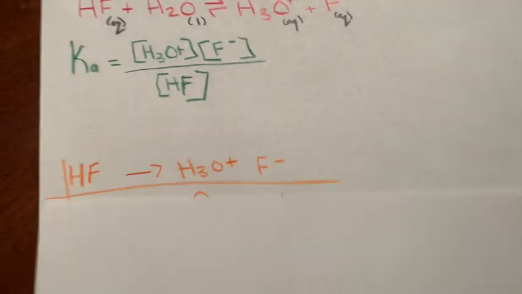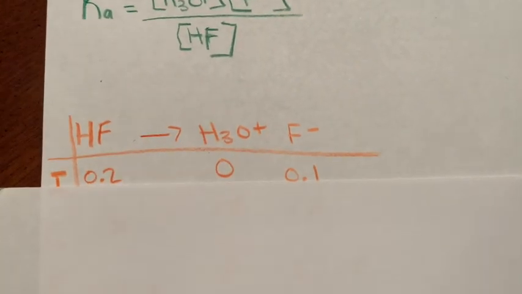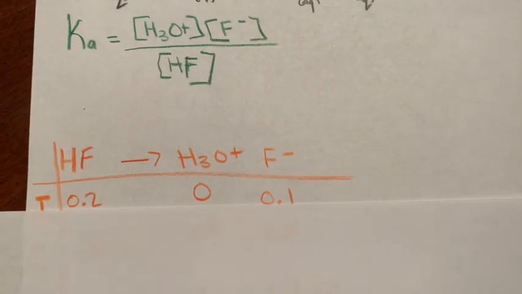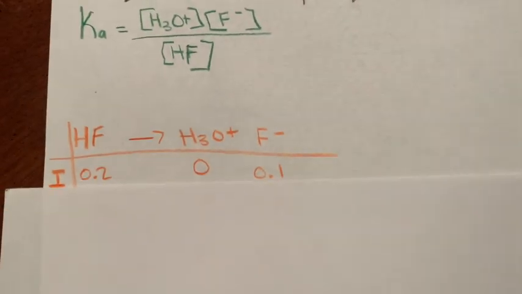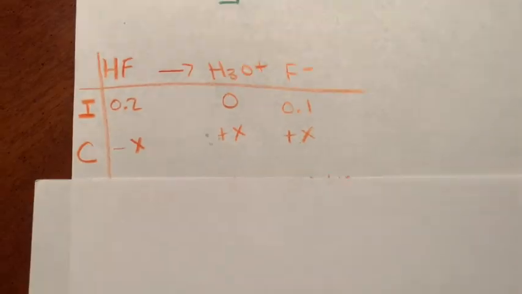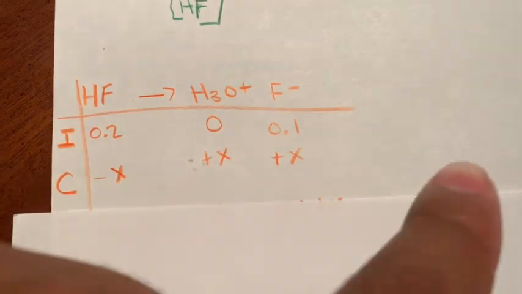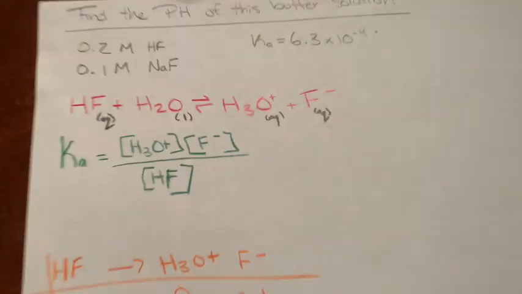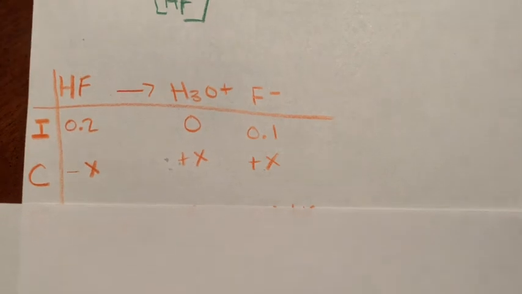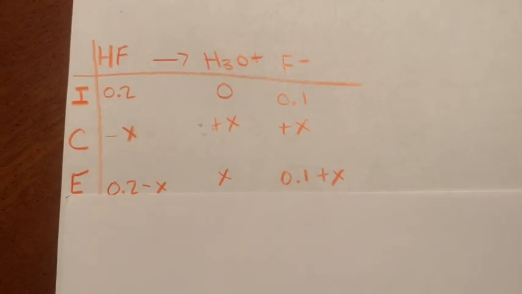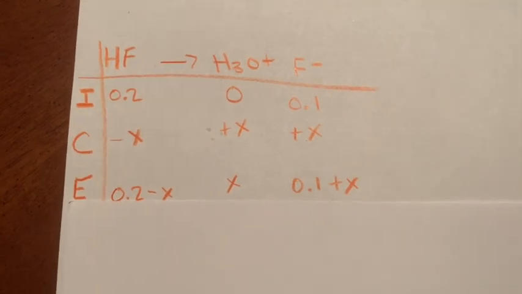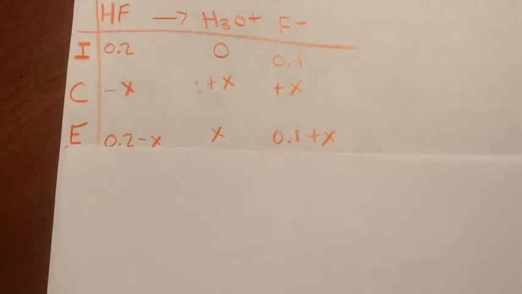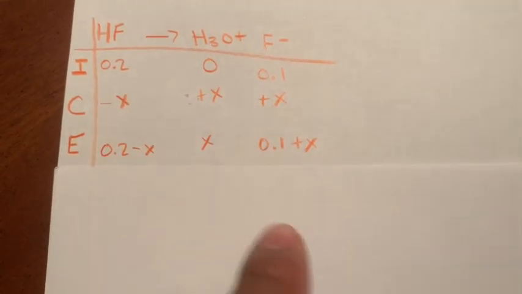We start with the HF down here, which is 0.2, that we were given up top, and F-, which we were also given up top. We weren't given an H3O+, so it would be 0. Those are our initials, the ones we started with. For C, the change, let's just assume it goes right. So it'd be a -X for the reactants, and for the products, which are these two, it would be plus X. We put these together, and that equals our equilibrium.